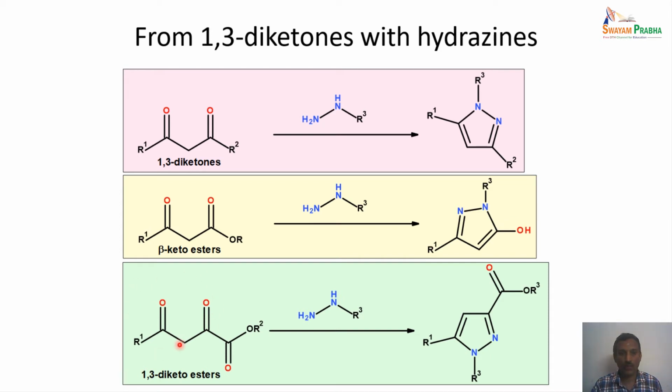In this one we have a dicarbonyl, but one more ester unit is present. So this is again a 1,3-diketo compound, and there is also an ester. This compound can also undergo reaction with hydrazines to give ester derivatives of pyrazoles. So this is how we can make various functionalized pyrazoles by taking different starting materials.